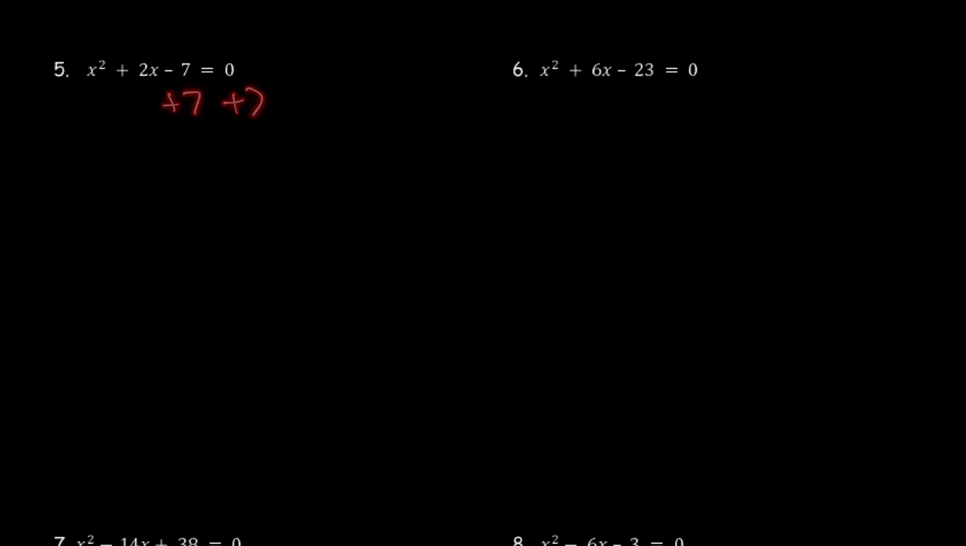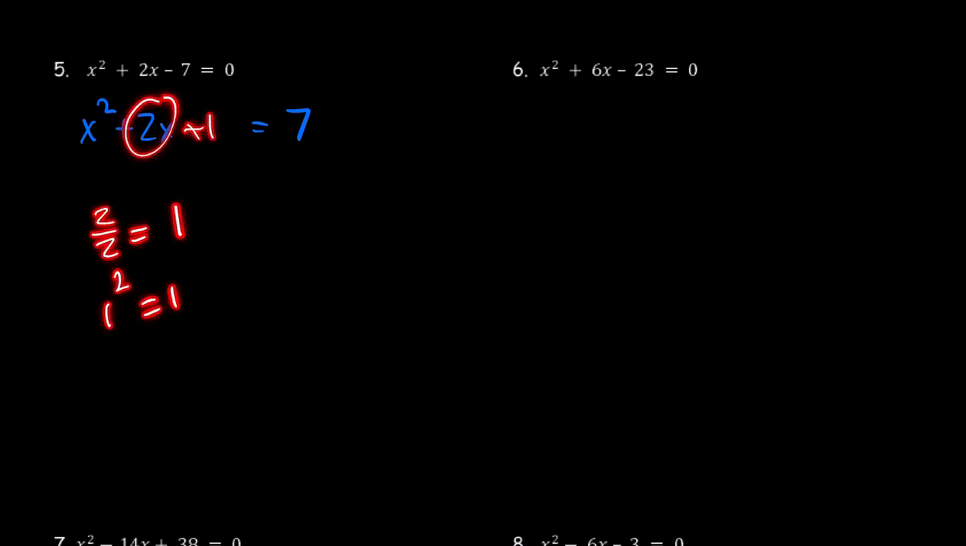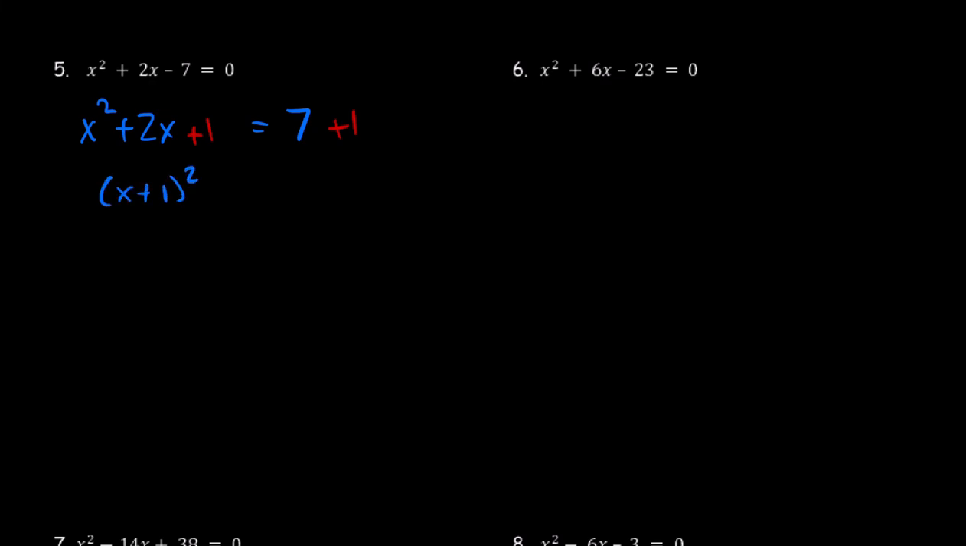Let's get rid of this 7 first, though. Add it to both sides. X squared plus 2x equals 7. Next, you take half of that, and then you square it. So I'm going to add 1 to both sides. Now this factors nicely. X plus 1 squared. 7 plus 1 is 8.